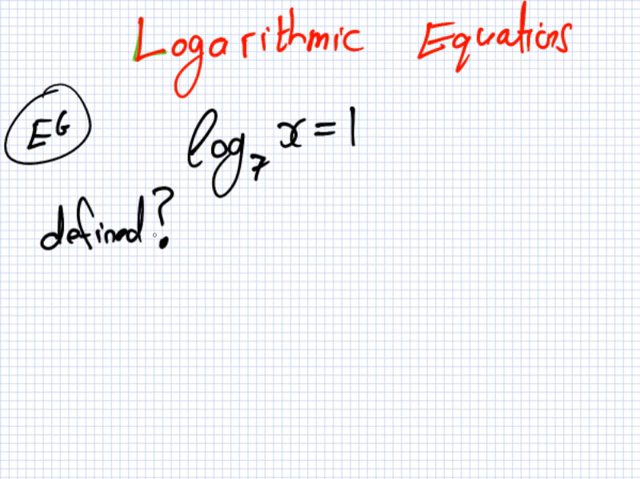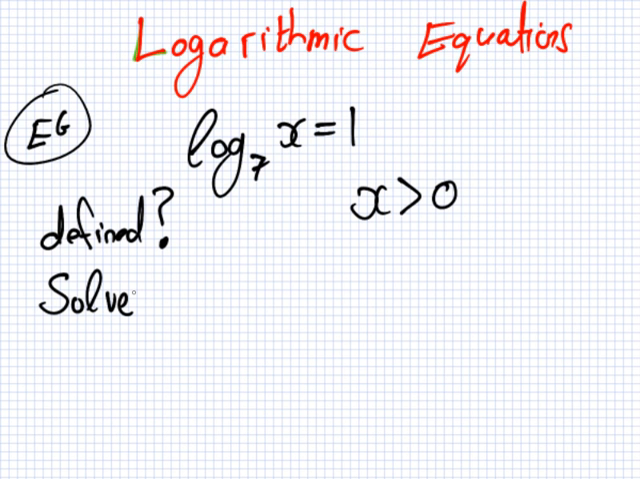What number can it not be? It can't be negative, and it can't be 0. So at the very beginning, you must say x should be positive. Then, after you do that, you can solve.